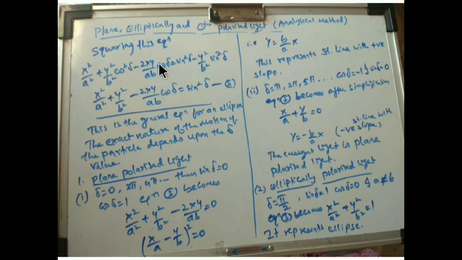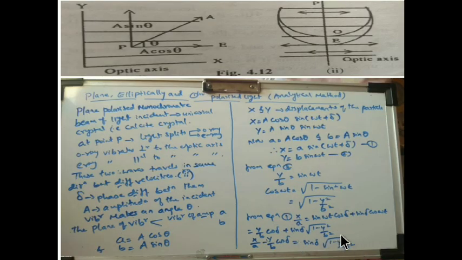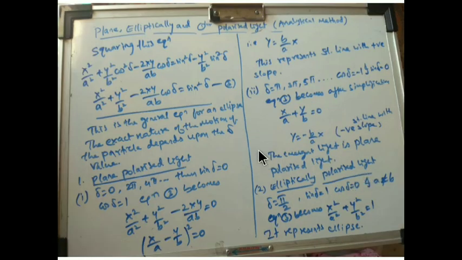So squaring this equation, we can represent now x square by a square plus y square by b square cos square delta minus 2xy by ab cos delta. It is nothing but sine square delta minus y square by b square sine square delta. Okay, squaring this equation. This is the previous equation, so you have to square it. This square will get cancelled. You multiply this inside, so that it becomes sine square delta.